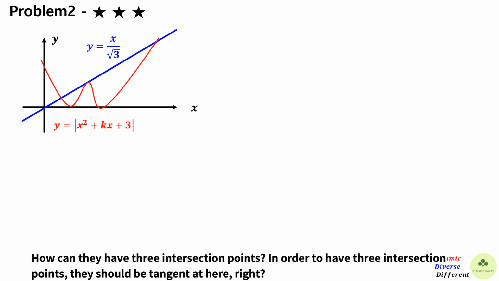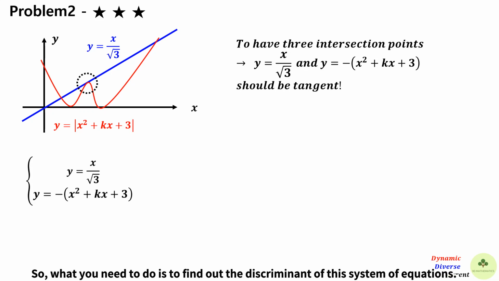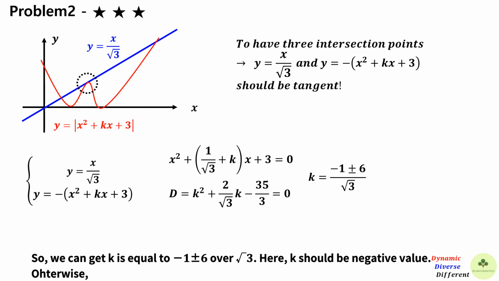How can they have three intersection points? In order to have three intersection points, they should be tangent here, right? So, what we need to do is to find the discriminant of this system of equations. If we compute it, it can be written like this. And the discriminant should be equal to 0 because they are tangent. So we can get k is equal to -1 plus -6 over square root 3.